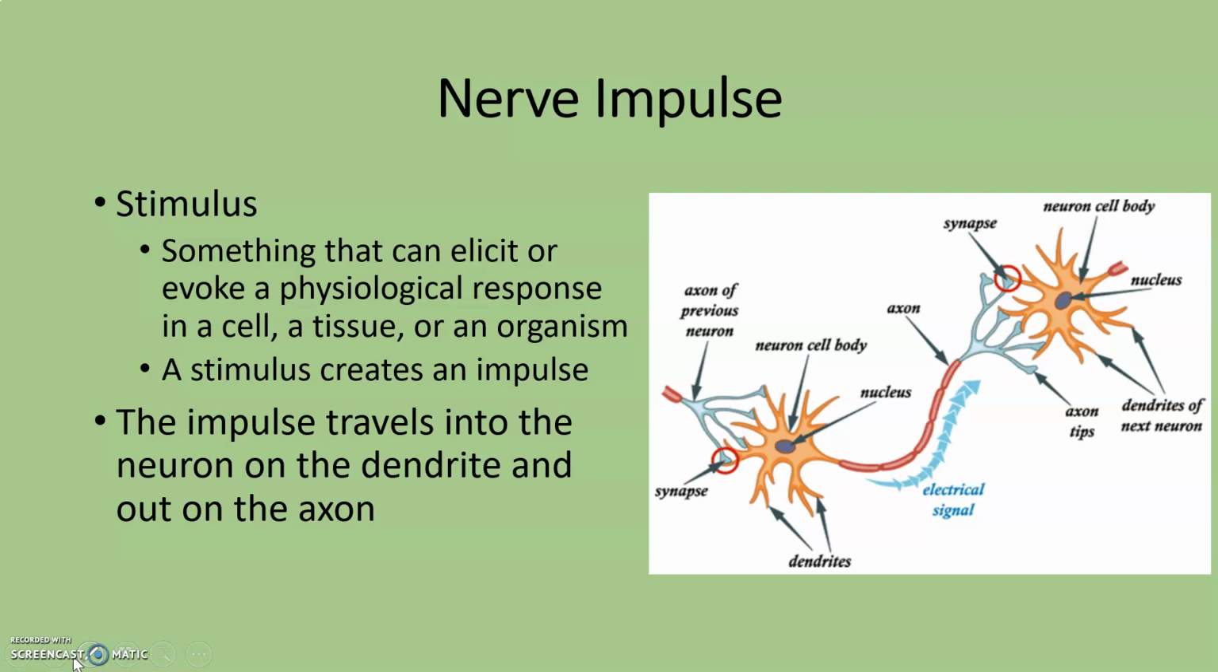A stimulus is something that causes a change in environment. It's something that can elicit or evoke a physiological response in a cell, a tissue, or an organism. So in this case, the stimulus is going to elicit a change that's detected by the neurons. And this impulse is going to travel into the neuron by way of the dendrite and then out of the neuron to the following neuron by way of the axon and the axon terminal.